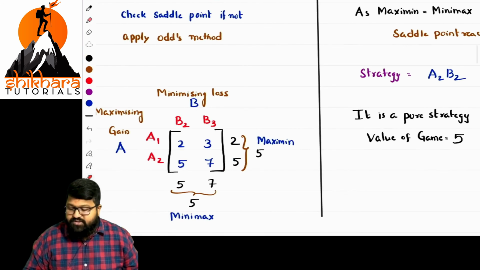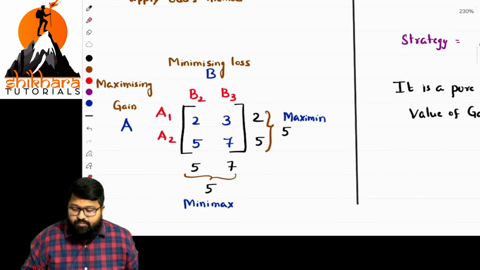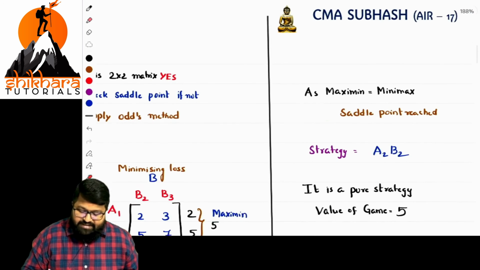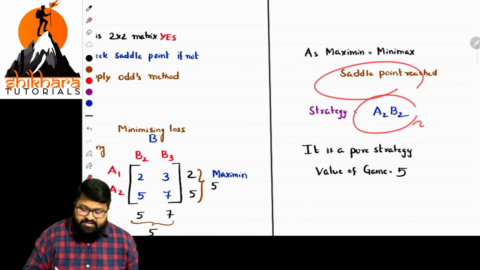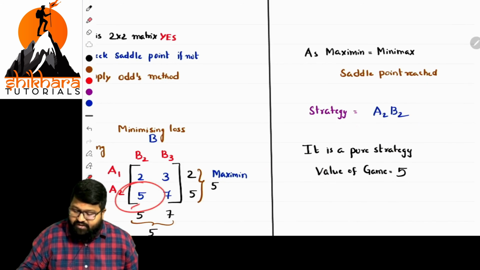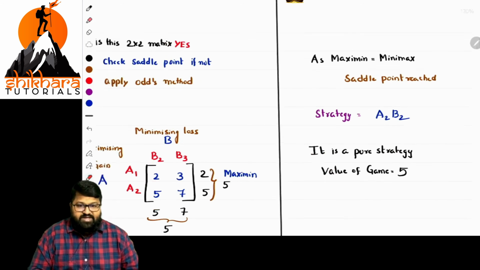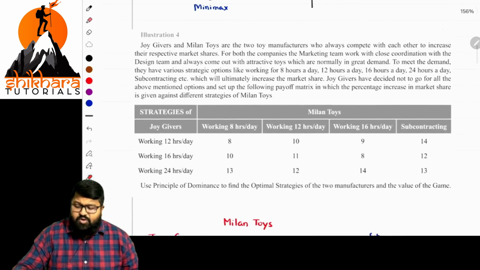So what is the point here, sir? In this case, when we are done with this point, what should we do, sir? We have to write the sentence as minimax or maximin is equal to minimax. It is a saddle point. And the strategy is A2, B2, and the value. What is the value we are getting now? That is the value of the game. Is it done there? Now, let us go to the next problem.